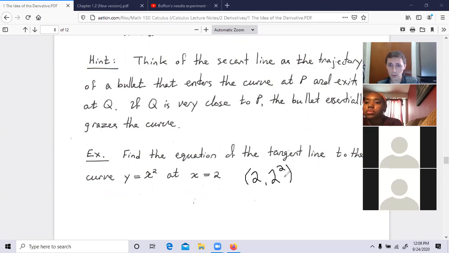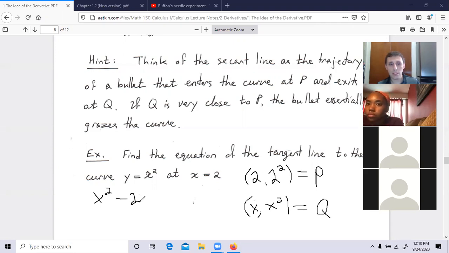It's an important idea. So 2 comma 2 squared is 1 point. Now that's my point P at which I want to calculate tangent line. Yes? Now the other point that I need is an arbitrary point that I will slide. So its coordinates are x, and then the second coordinate is x squared. And that's my point Q. Yes? And now I can use those 2 points to calculate the slope. So what do I do? So slope between P and Q is simply x squared minus 2 squared divided by x minus 2. That's my slope calculated from those 2 points.